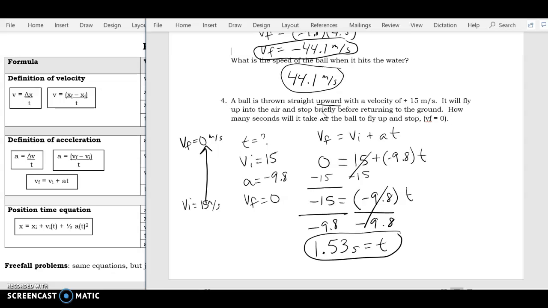If we wanted to know how long it took to go to the top and then back down, because if it hits the same spot we threw it up at, then we would just multiply that by 2. Because it stops at the top, we can solve for the time going up, and then we can just multiply that by 2 to get the full time if he were to ask that, just so you know. But he doesn't in this one. So there you go.